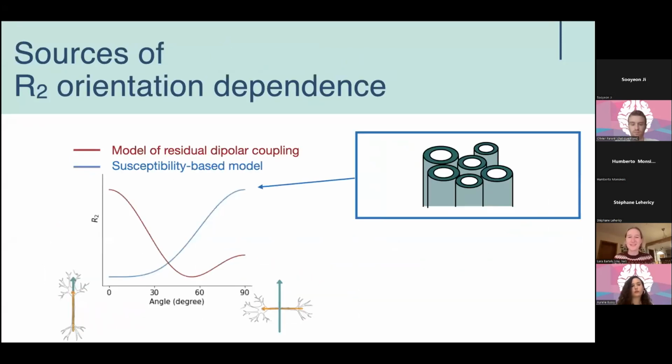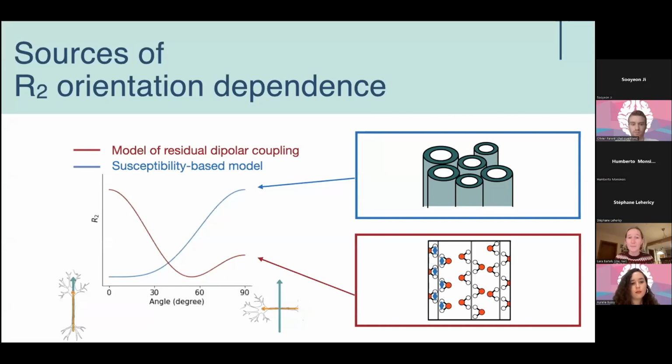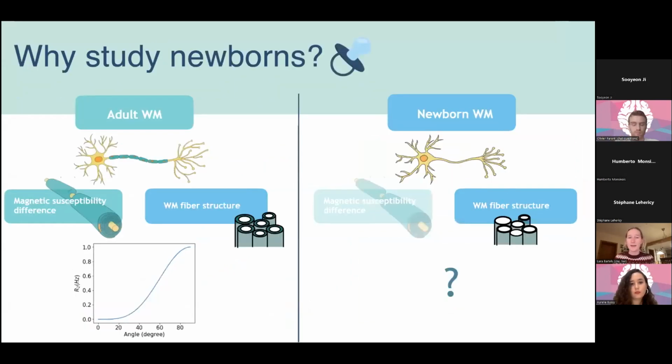So just to summarize, we saw two different sources of orientation dependence. We have the susceptibility-based model, shown in blue here, that attributes orientation dependence to susceptibility effects of myelin in the white matter. And the second model I just introduced is the model of residual dipolar coupling that is found in collagen-rich tissues. So now, why did we decide to study newborns?